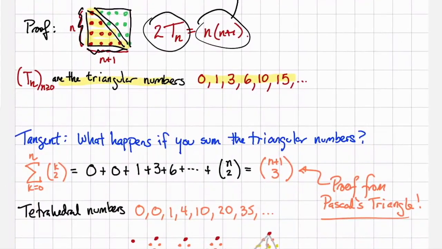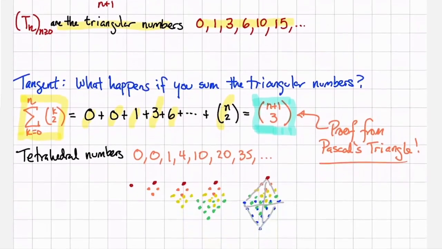What happens if you add up the triangular numbers? What if you take the sum from k equals 0 up to n of k choose 2? That looks like 0 plus 1 plus 3 plus 6 plus ... plus n choose 2. And when you sum those up, that gives n plus 1 choose 3.